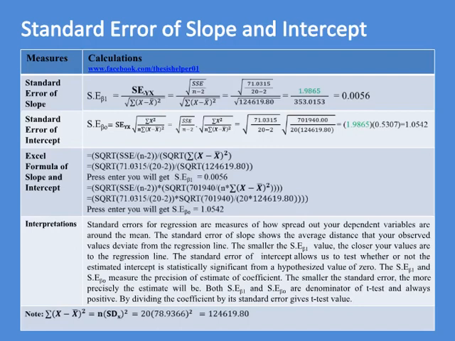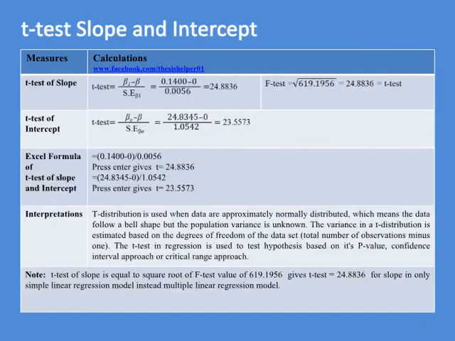Both standard error of beta 1 and standard error of beta naught are the denominator of the t-test and always positive. Dividing the coefficient by its standard error gives the t-test value. By putting the slope and standard error of slope in the t-test formula, we get the t-test value for slope equal to 24.8836, and putting the values of intercept and standard error of intercept in the formula, we get the t-test for intercept equal to 23.5573, respectively. The MS Excel formulas of t-test of slope and intercept are given to help get the same answer as computed by MS Excel.